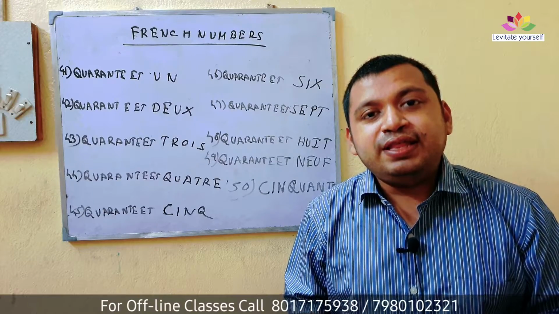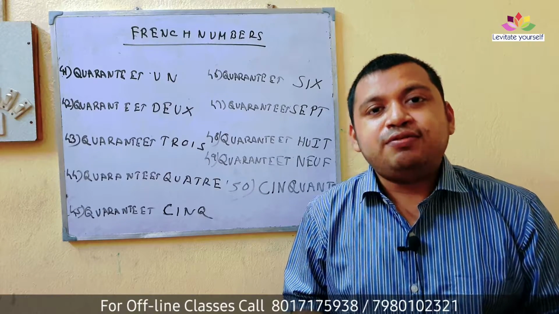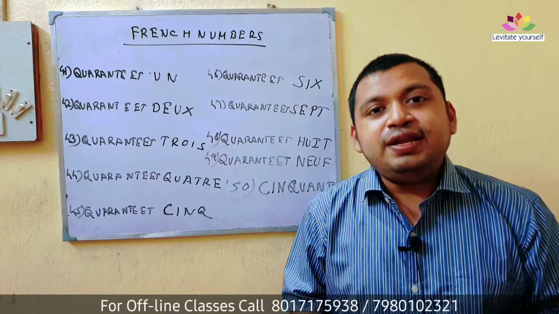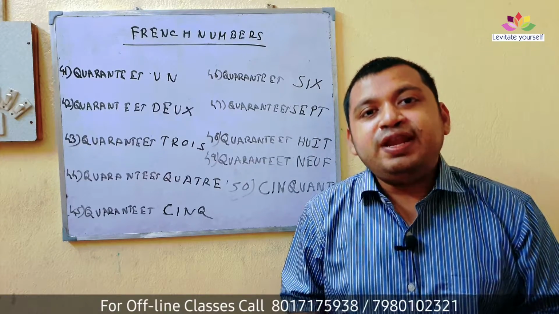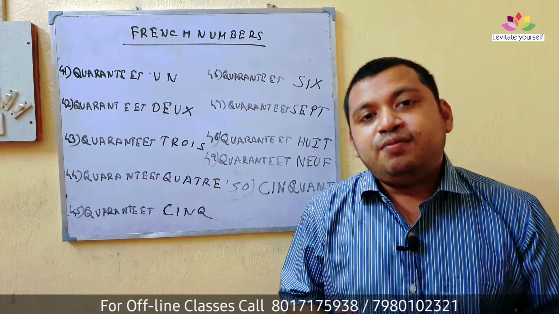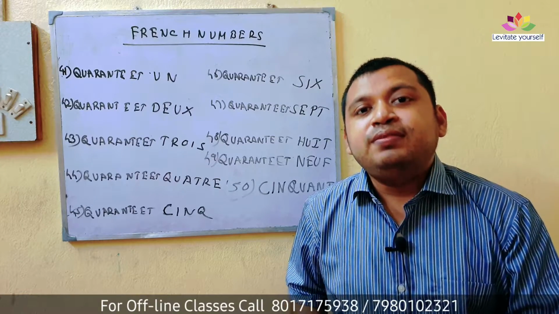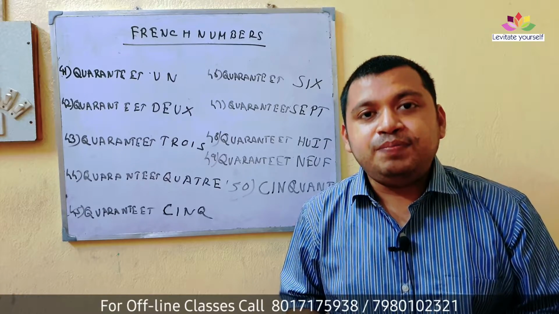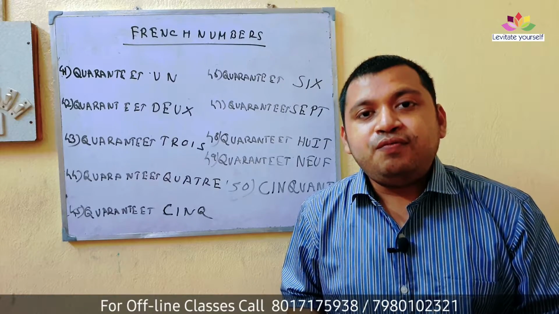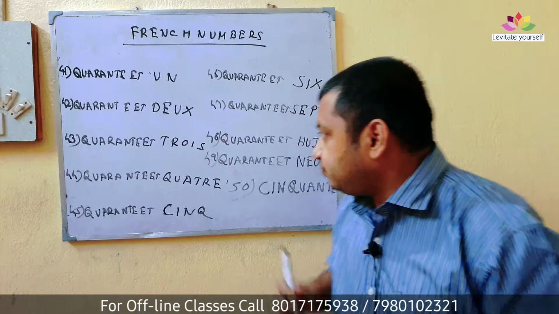Number 48 is quarante-huit. Number 49 is quarante-neuf. And number 50 is cinquante. Number 50 is cinquante. Now let's repeat it all from number 41 to number 50.